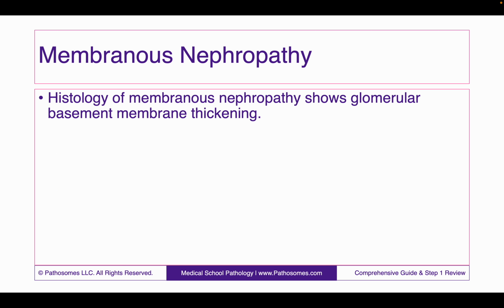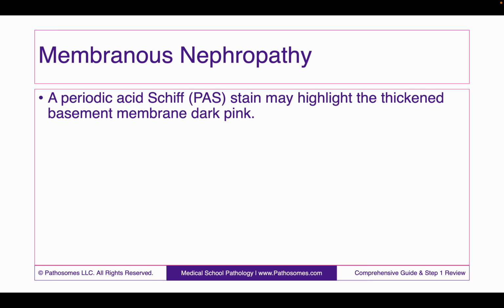The histology of membranous nephropathy typically shows glomerular basement membrane thickening. You must remember that. The histology of membranous nephropathy shows glomerular basement membrane thickening. That will show up. A periodic acid-Schiff stain may highlight the thickened basement membrane dark pink.